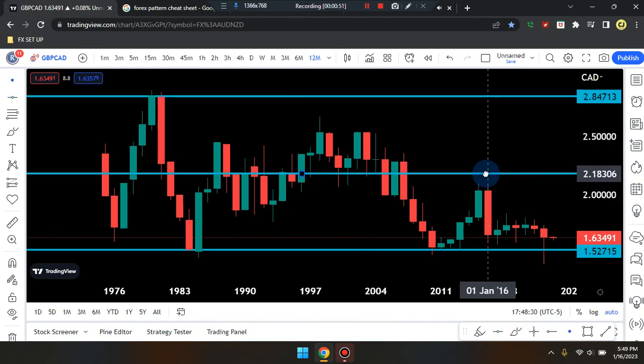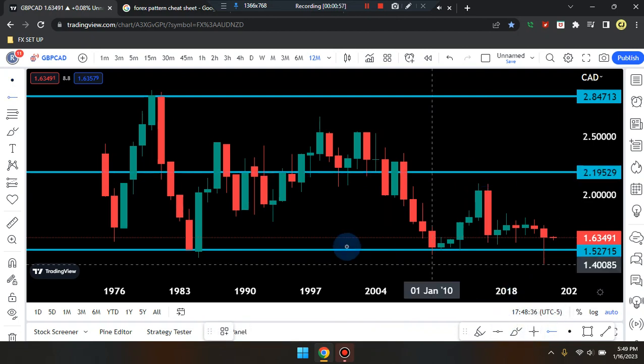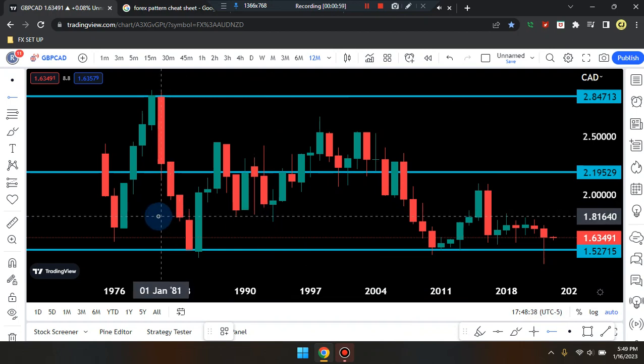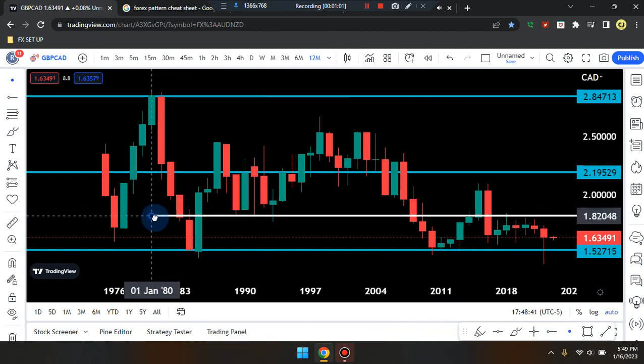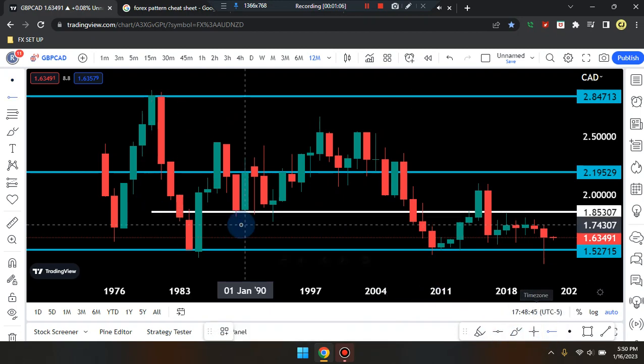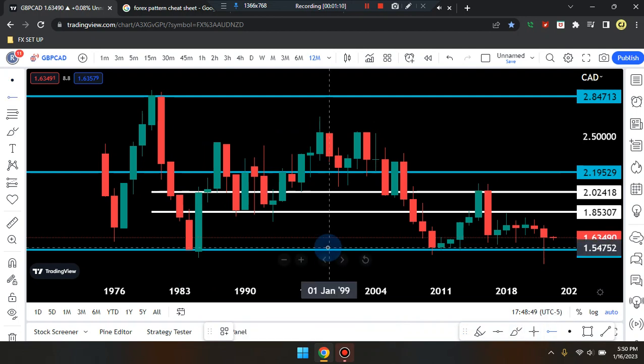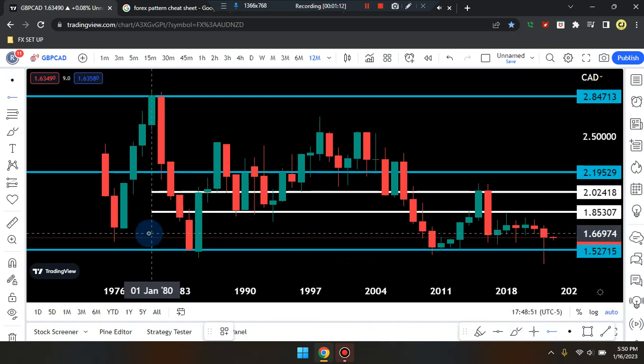midpoint, also adding second level lows, third level lows, and fourth level lows.